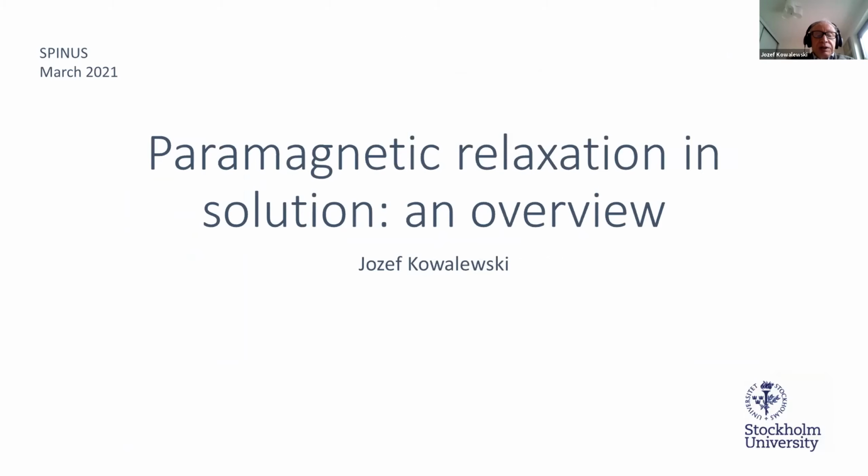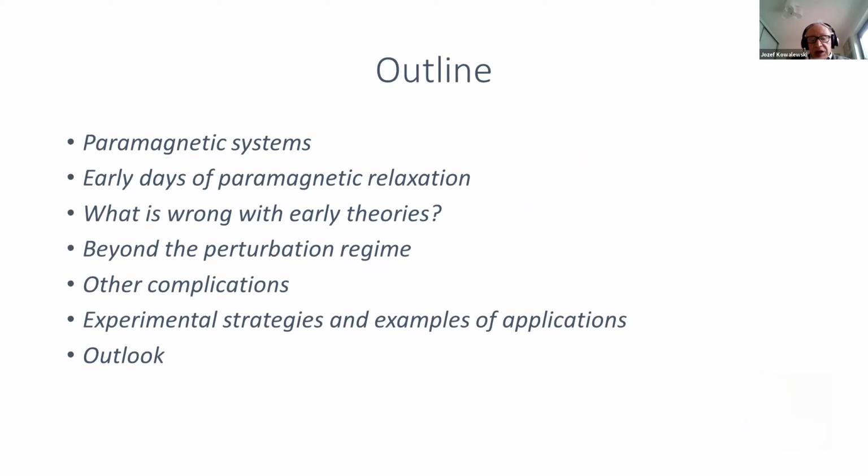I'm going to speak about paramagnetic relaxation in solution, and it will be an overview of the field. I'm going to start by telling you what paramagnetic systems are. Then I'm going to give you a kind of historical picture. We start with early days of paramagnetic relaxation. We are going to discuss what is wrong with early theories, and then we are going to talk a little bit more about the complications, and towards the end I will also give you some experimental examples and examples of applications.